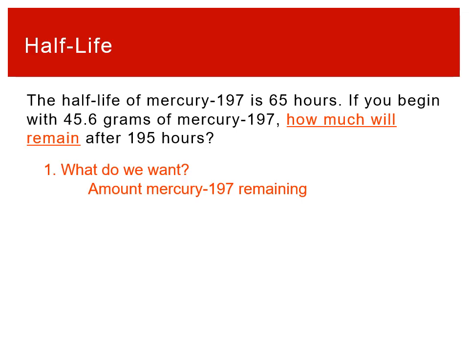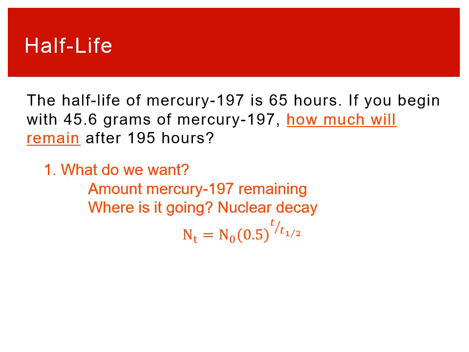Mercury-197 tells us that we're dealing with some sort of nuclear process. We've got a specific nuclide specified here, and we're dealing with amount. We can think about where it is going. This could be a kinetic question, but because there's a nuclide specified, this is nuclear decay that we're looking at, and so we probably want to use our half-life equation.